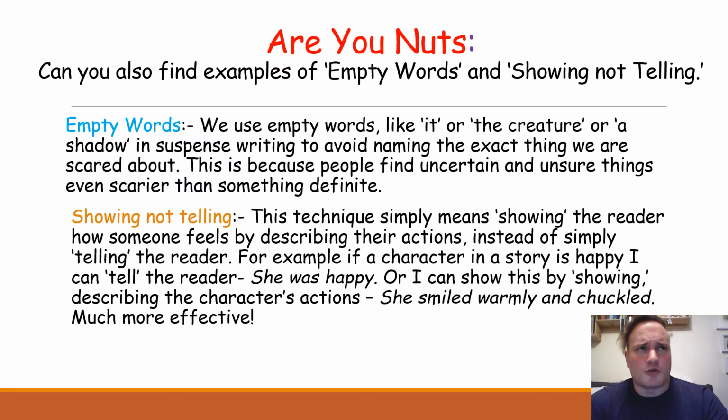Rather than say she was happy, I can say she smiled warmly and chuckled. By giving that character those actions, those reactions of happiness, it's more realistic and much more effective. Are there places where I've shown how Cora feels rather than just saying Cora was scared?